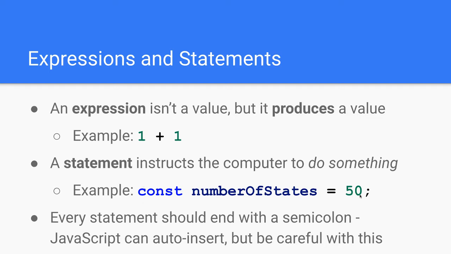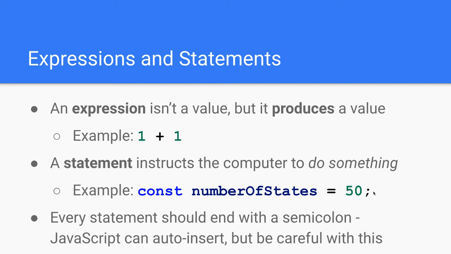And in this case, again, we're assigning the value 50 here to the variable number of states using the operator equals, the assignment operator, and we are declaring it as constant with this const keyword.